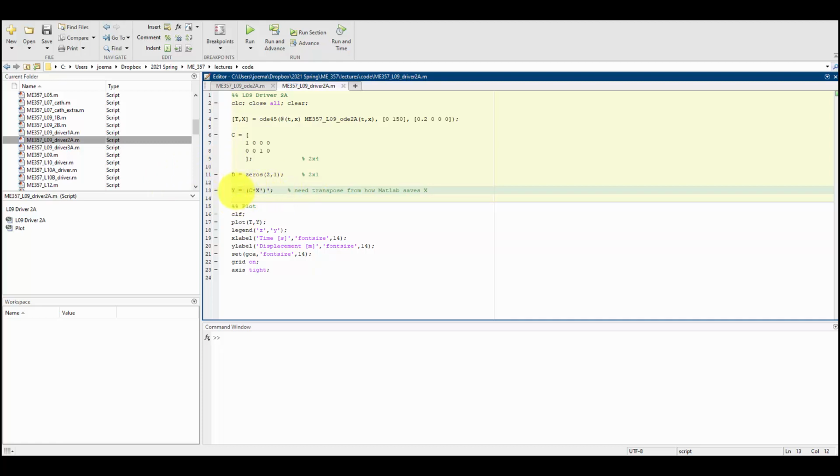So C is going to be multiplied by X prime, or X transpose in MATLAB, and I'm going to transpose the whole thing. Again, this is because of how X is coming out of ODE 4.5. It's coming out as column vectors, and really here for the multiplication to be correct, the way C is defined, I need to multiply it by row vectors. But then the result I want back as column vectors. So I'll transpose that, and that will be Y. All right, so that was, again, very similar to the previous example.